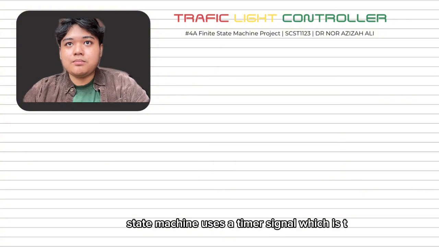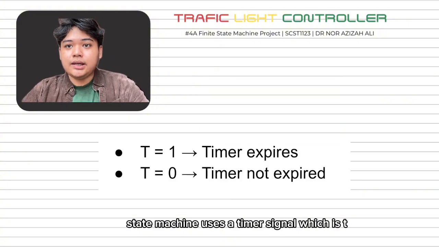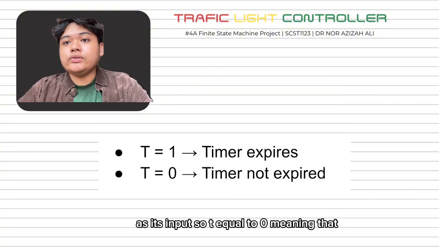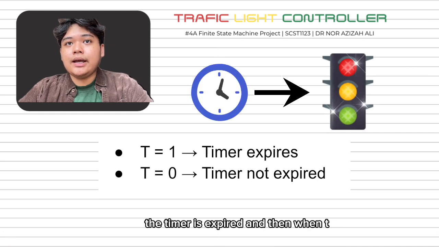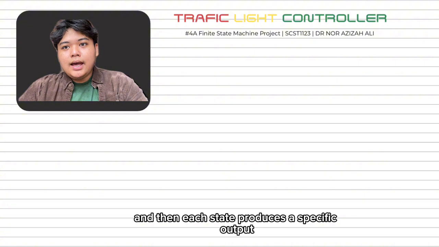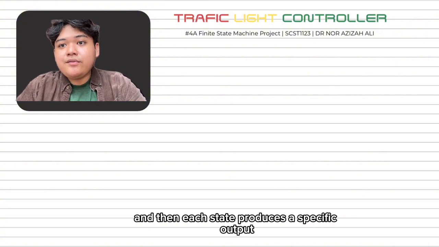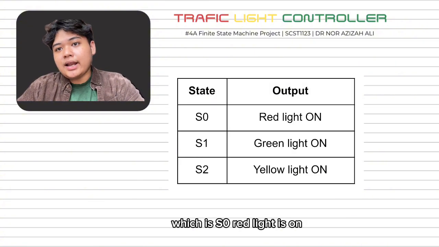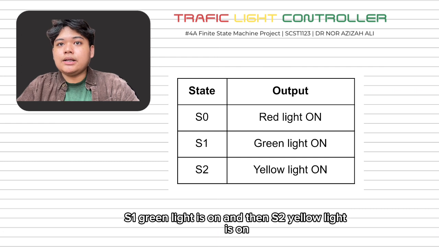And this finite state machine uses a timer signal, which is T, as its input. So T equal to 1 means that the timer has expired, and when T equal to 0, the timer has not expired, it's still going. And then each state produces a specific output: S0, red light is on; S1, green light is on; and S2, yellow light is on.